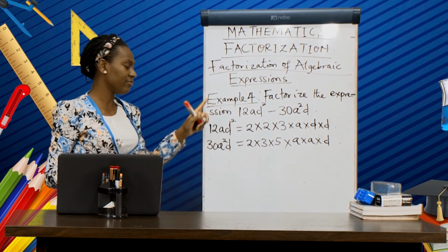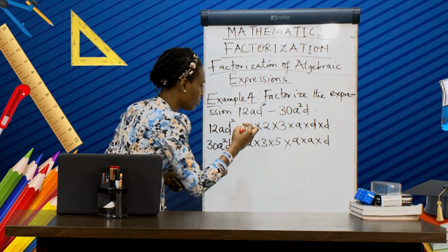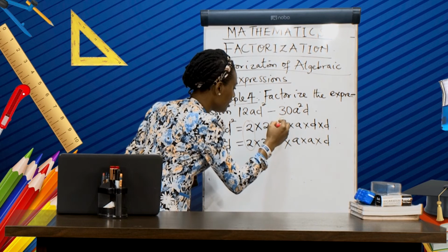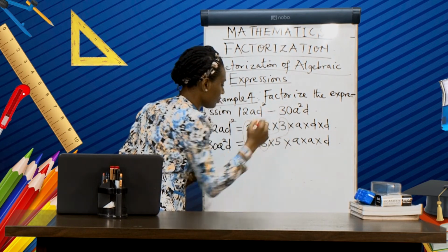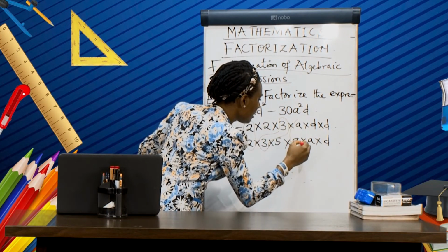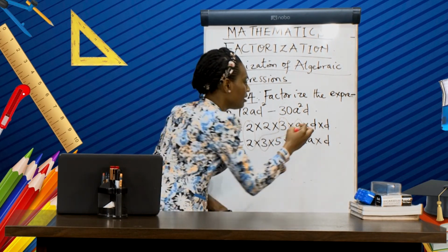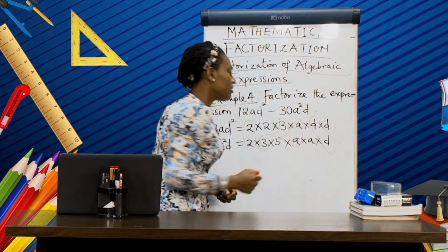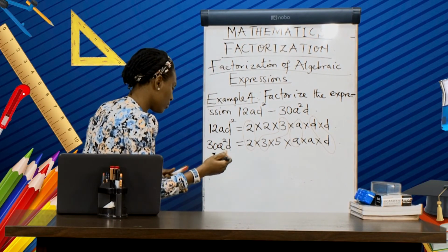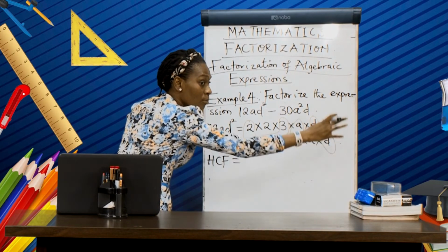So let's identify the factors that are common to the two terms. We can see here that 2 is common. Yes, 3 is common. Is there any other thing that is common? Good. I can see that a is common. And also, I think we have d here. d is common. So let's write out the common factors. We're writing out the product of the common factors. So the HCF is simply the product of the common factors.